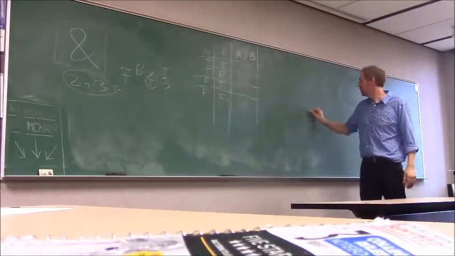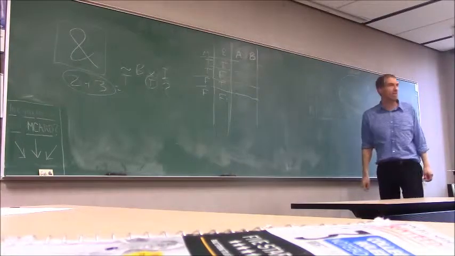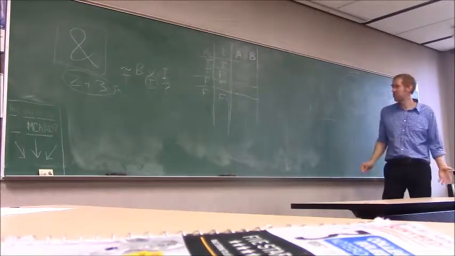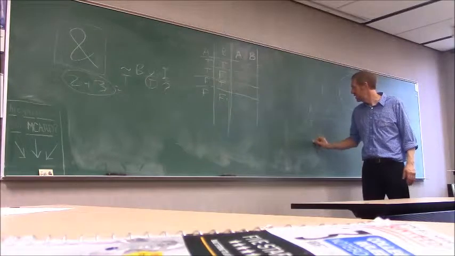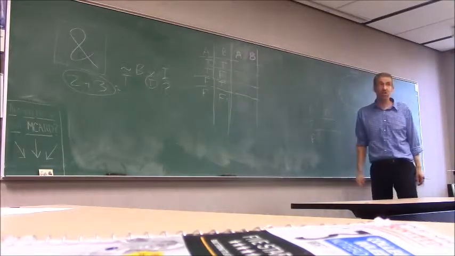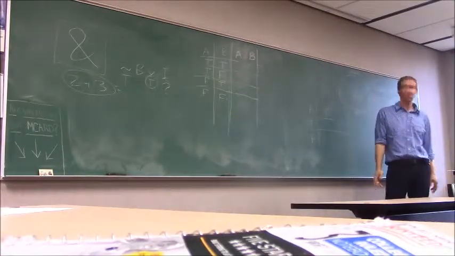So the one input we'll call A. So how many rows do I need? Two, because there's only two possible truth values that A could be. True, false. If A is true, what is not A? False. Where do I write that?